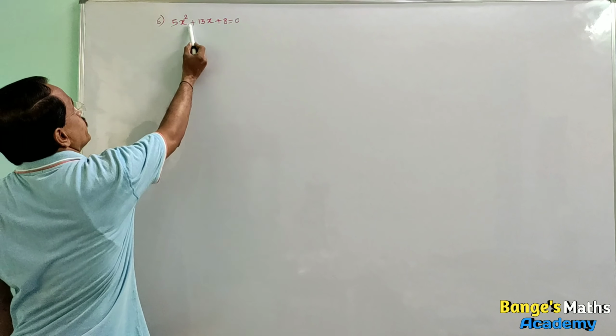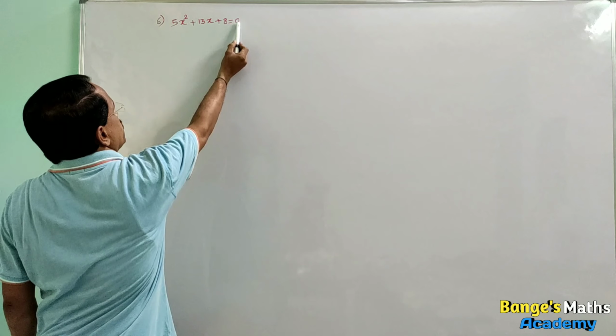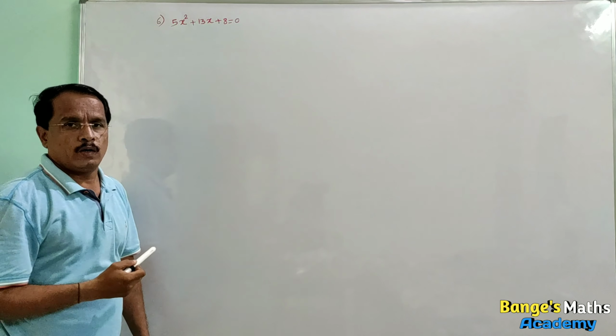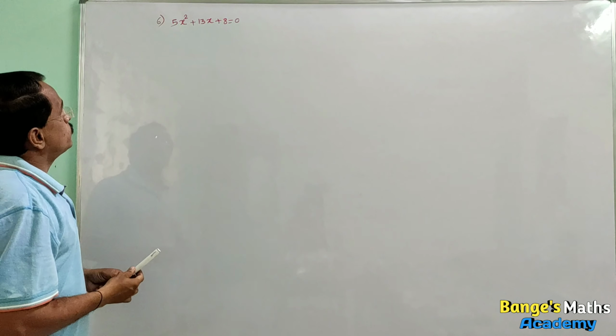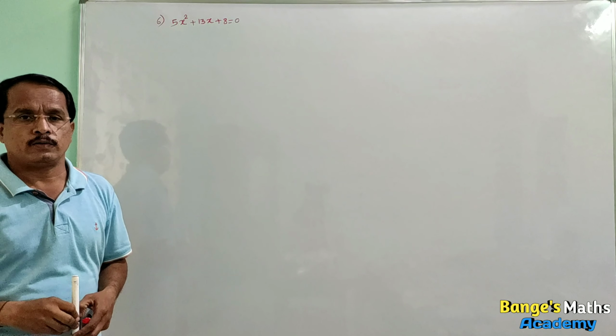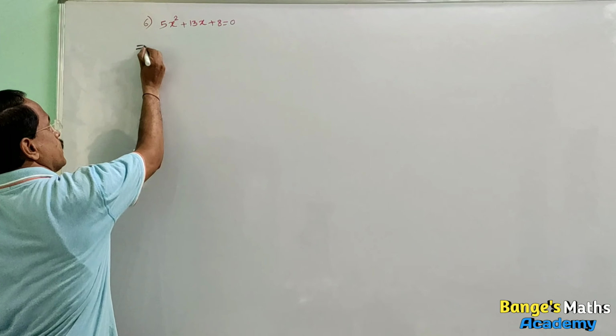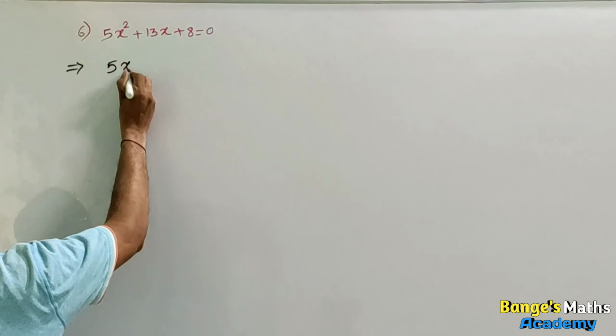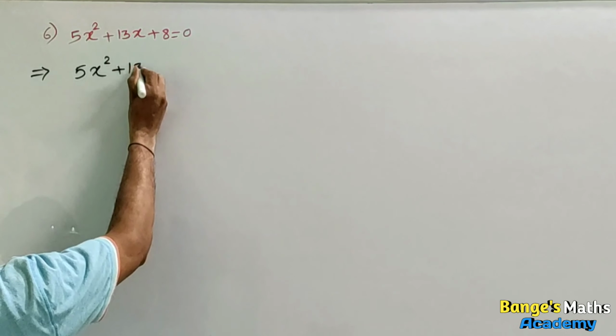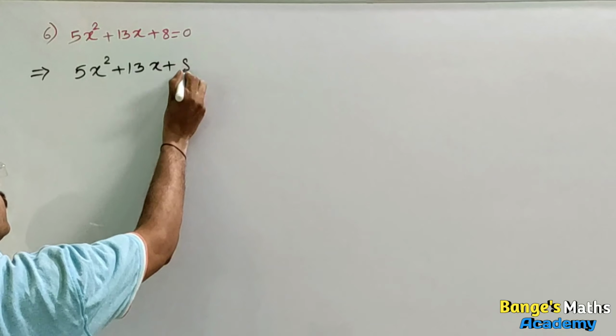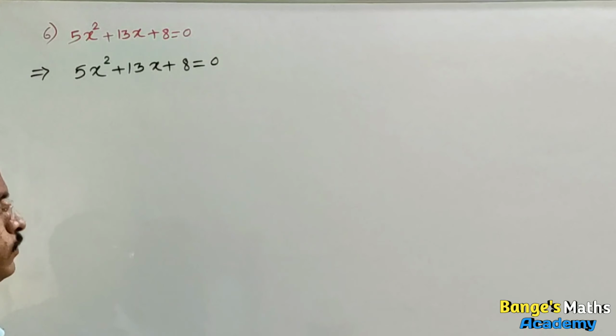Write down given example or take a screenshot. Sixth example, 5x square plus 13x plus 8 is equal to 0. We have to find out roots of given quadratic equation by formula method. Write down given example as it is. 5x square plus 13x plus 8 is equal to 0.